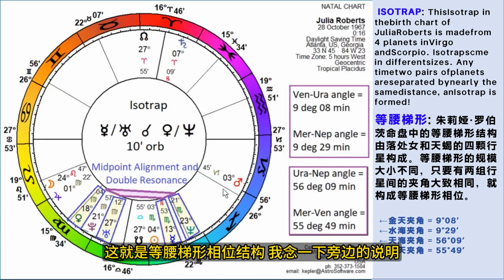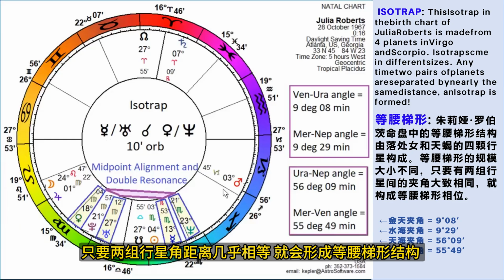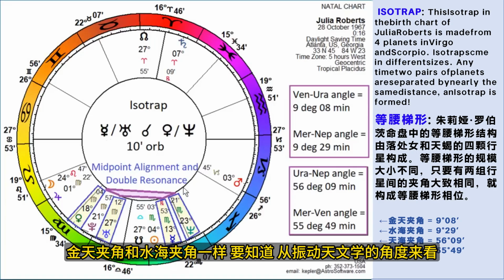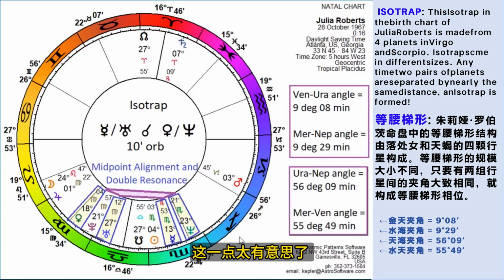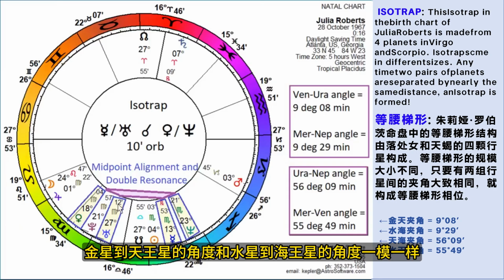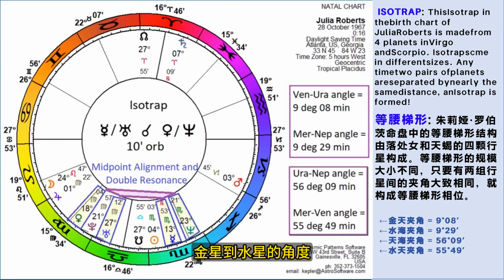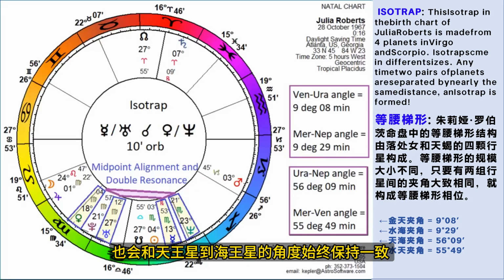I'm just reading what we have here on the side: anytime two pairs of planets are separated by nearly the same angular distance, an isotrap is formed. There it is. Venus-Uranus angle, same as Mercury-Neptune. From a vibrational astrology viewpoint, it's really very cool. It's like two strings vibrating at the same note. And then the Venus-Mercury angle is always going to be the same as Uranus-Neptune. You always get a double resonance.